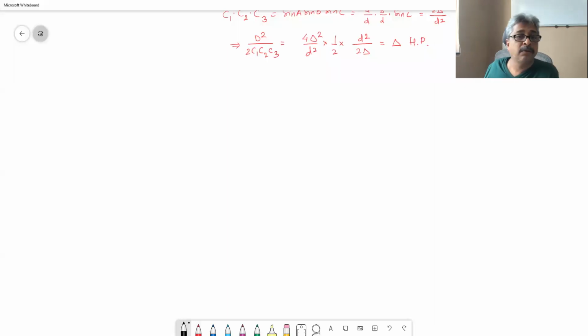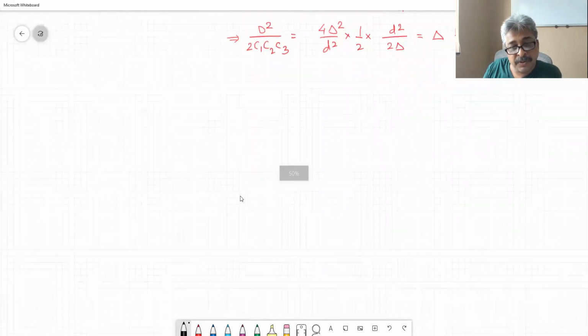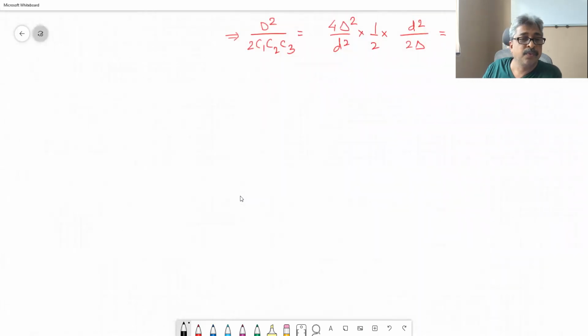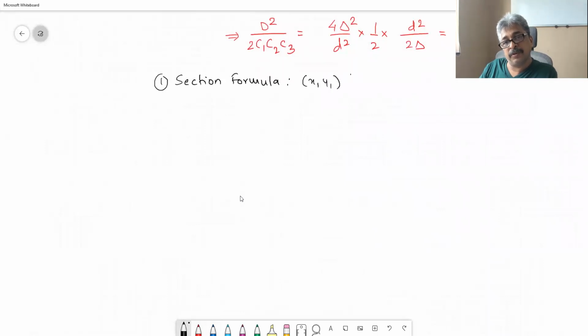Okay, let me write down whatever we have done, and whatever we have not done, we have to finish by doing it. So, 1. We know the section formula. Or whatever. x1, y1, x2, y.